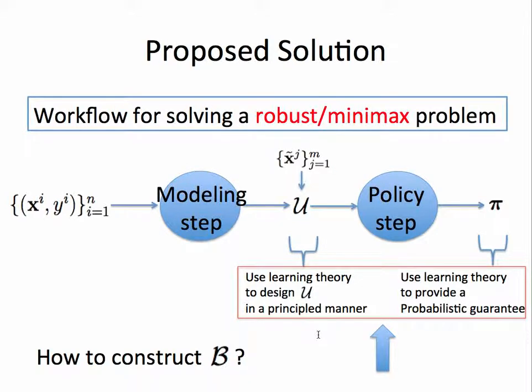So let's go back and look at our proposed solution. This was our workflow going from the historical data to an uncertainty set U to the robust solution pi. What we want to show now is that the way we have defined the uncertainty set U, and in particular the set of good models B, is actually sound, and in fact it leads us to a nice probabilistic guarantee on the robust solution pi. So let's focus on how we constructed the set of good models B in some detail.